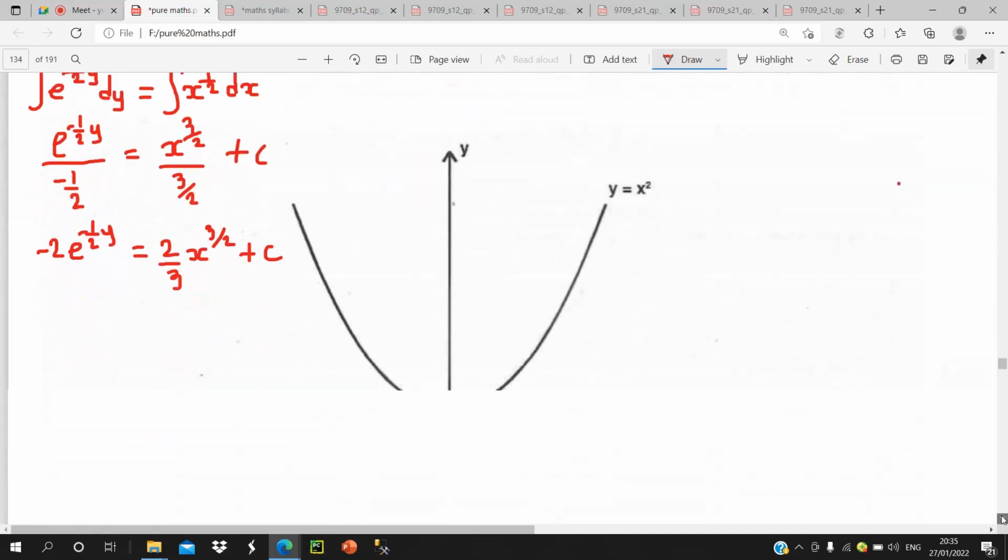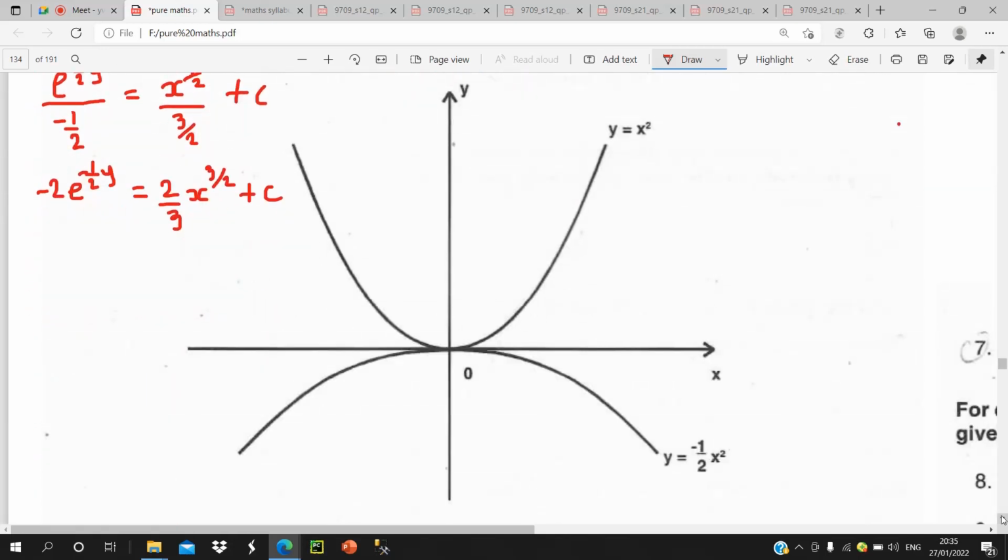So let's go and substitute. Where there is y, let's put 0. Where there is x, let's put 0. If we put 0 here, it will be e to the power of 0, right? Yes. Then you have minus 2 here. And if you put 0 here, everything disappears, right? Yes. Then we have what? C. So our C is minus 2.